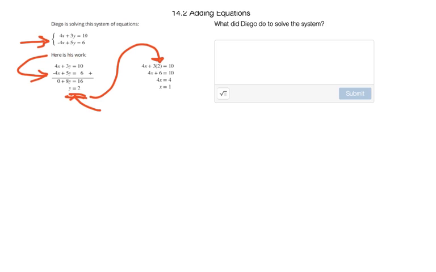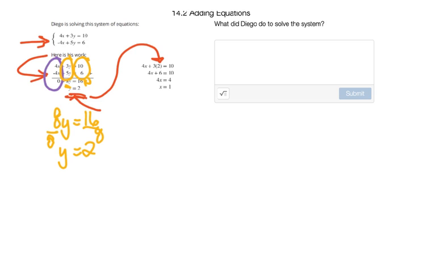We talked about if I have 4x and I take 4x away, look what I got. I got 0. And when I have 3y and I add 5y, I get 8y. And when I take 10 and 6 and add those two together, I get 16. And then I found out that if 8y is equal to 16, well, y is equal to 2. And how did he get that? He divided both sides by 8.